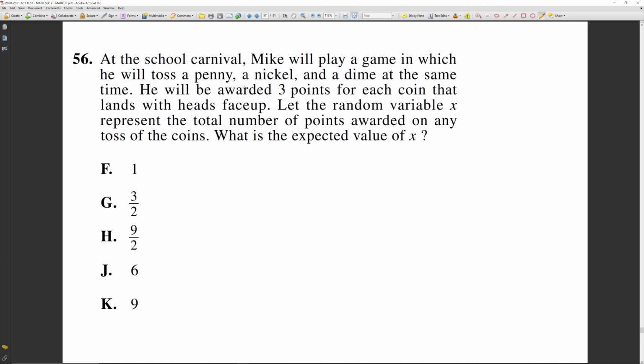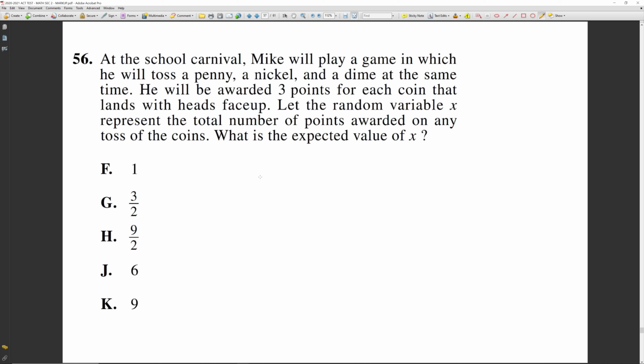Okay, let's go to the end. What is the expected value of x? Okay, so that didn't help that much. At the school carnival, Mike will play a game in which he will toss a penny, a nickel, and a dime at the same time. So he tosses 3 coins. He will be awarded 3 points for each coin that lands with heads facing up. Let the random variable x represent the total number of points awarded on any toss of the coins. What's the expected value of x?